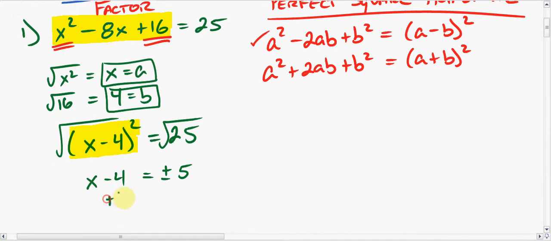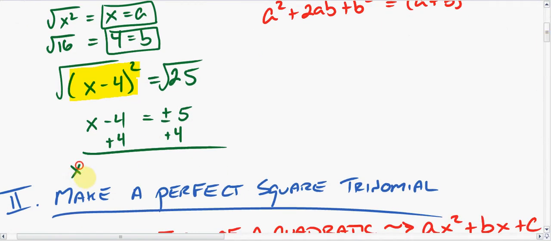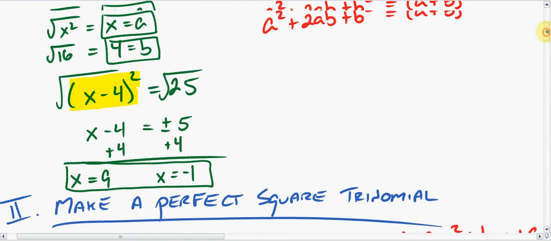So the last piece will be to add over my 4. And I've got x equals positive 5 plus 4 gives me 9. And negative 5 plus 4 gives me negative 1. So it looks like I have two answers here of x equals 9 and x equals negative 1.